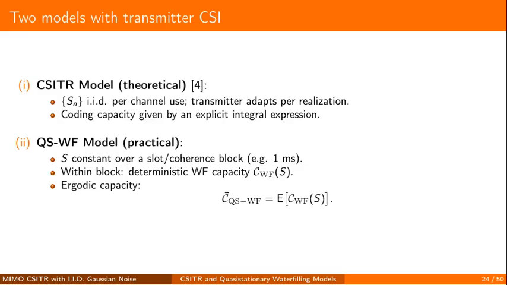Let me make the two models precise. The theoretical CSITR model assumes fast fading. The channel matrix changes at every channel use, and the transmitter re-optimizes its power for each realization. The coding capacity is then given by an explicit integral. The quasi-stationary water-filling model is the practical one. Here, the channel is held constant over each coherence block, typically something like 1 millisecond, and within each block the transmitter performs deterministic water-filling.